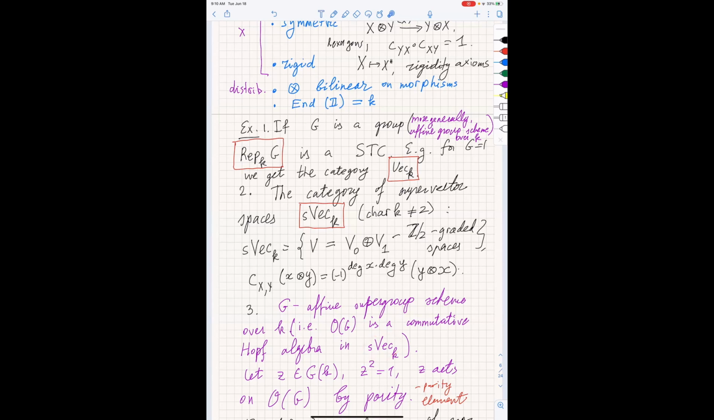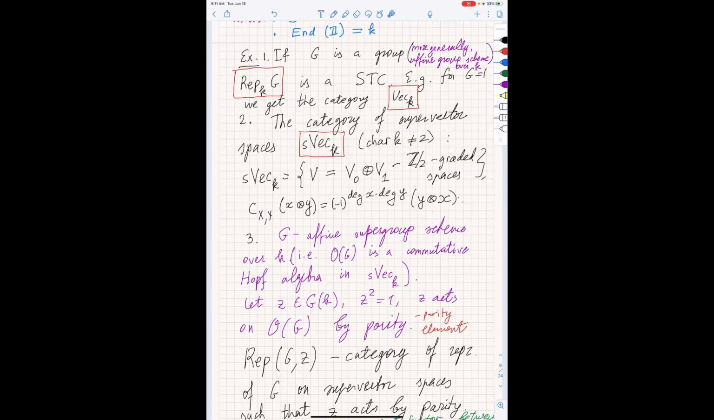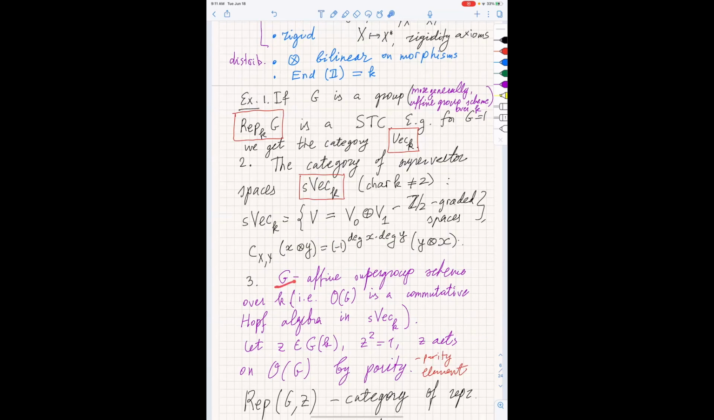So we have a natural notion of commutative algebra in a tensor category, and then you can take representation category of this G. So a typical example is the group GL(m|n) of automorphisms of the superspace of superdimension m|n. And we can take representation categories, so that would be interesting tensor categories.